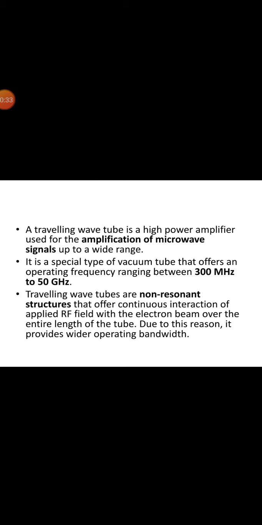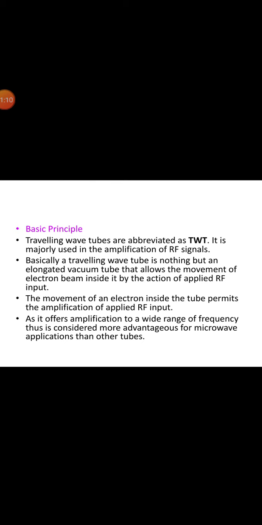So, although TWTs exist that use resonant cavities, most TWTs are non-resonant devices and hence have wider bandwidth than klystrons. So, a traveling wave tube is a high power amplifier used for the amplification of microwave signals up to a wide range. It's a special type of vacuum tube that offers an operating frequency ranging from 300 MHz to 50 GHz. They are of non-resonant type, as I said earlier, that offer continuous interaction of applied RF field with electron beam over the entire length of the tube. So due to this reason, it provides a wider operating bandwidth.